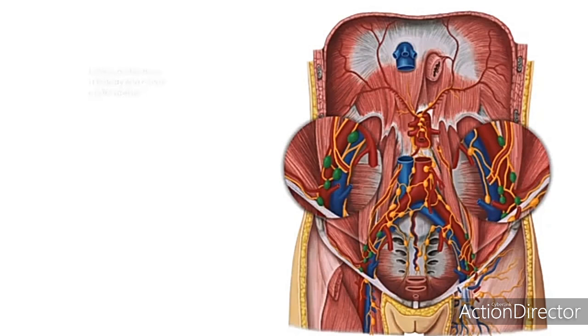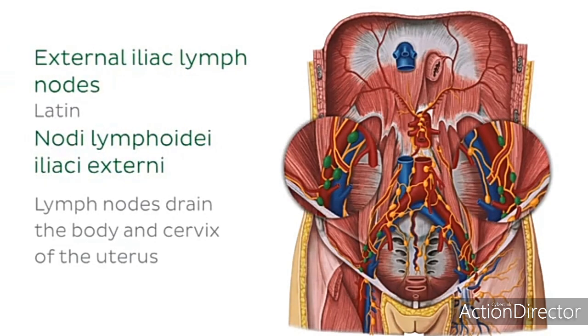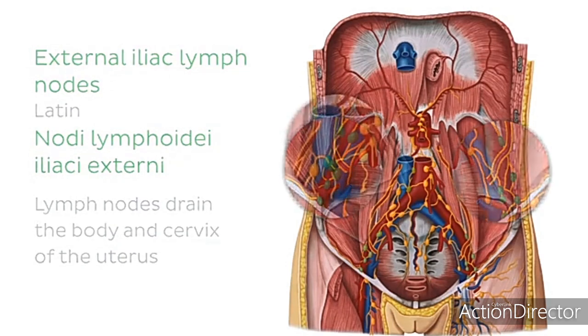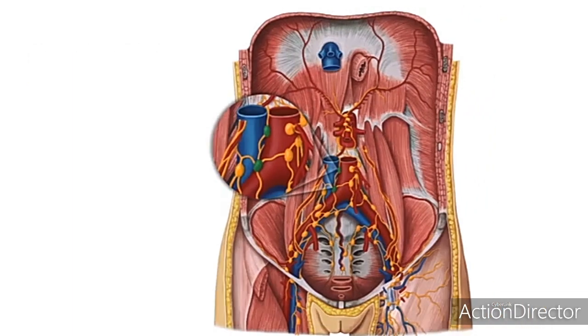Lastly, we have the lymphatic drainage of the uterus. Lymph from the body and cervix drains mostly to the internal and external iliac nodes, which we can see here highlighted in green. Lymph from the fundus drains to the para-aortic nodes. It's time to move on to our next topic, which is the functions of the uterus.